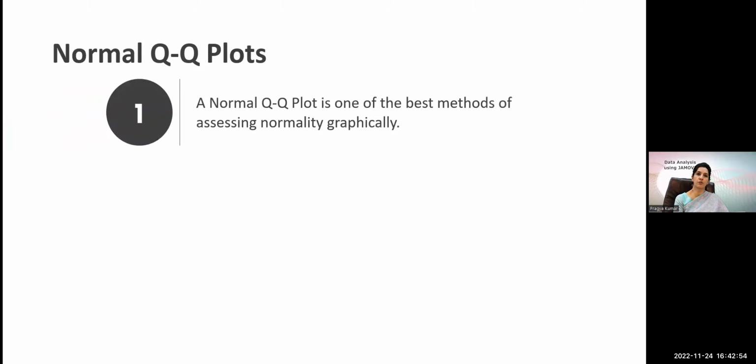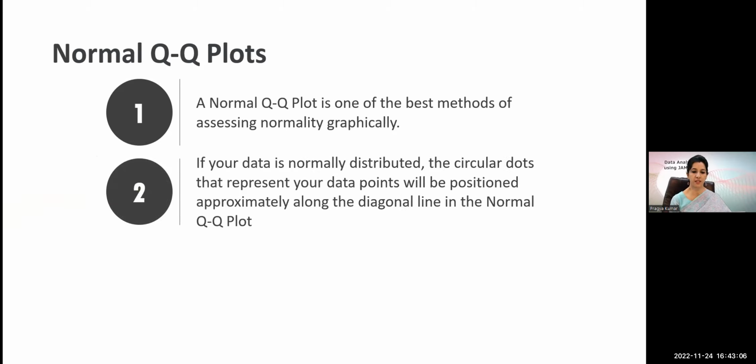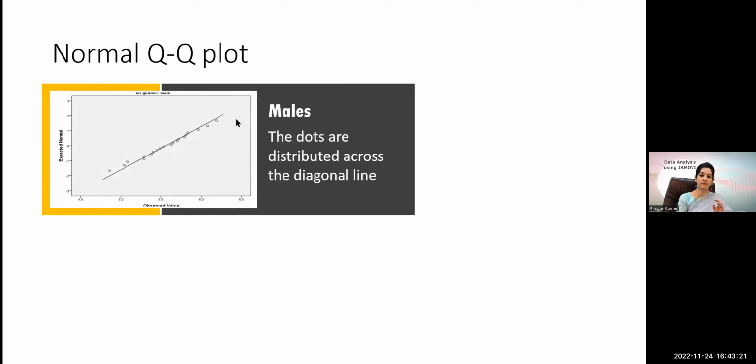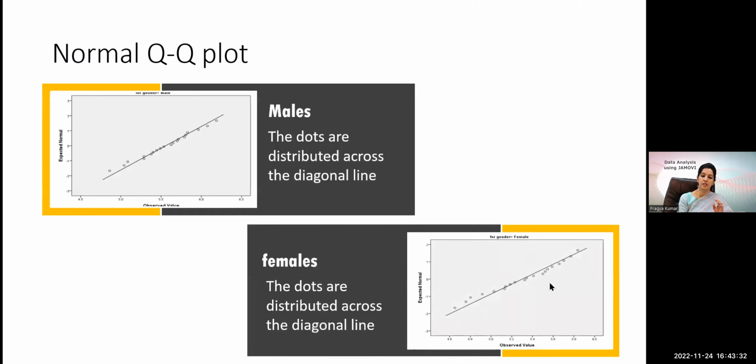Coming to the QQ plot, it is one of the best methods, and Jamovi also gives this as one of the methods for the graphical assessment of normality. If your data is normally distributed, there is a diagonal, and your circular dots, which are your data points, will be positioned approximately along that diagonal line. You can see here that these dots, the individual data points, are along this diagonal line. So this is normally distributed. Similarly, this is also normally distributed.